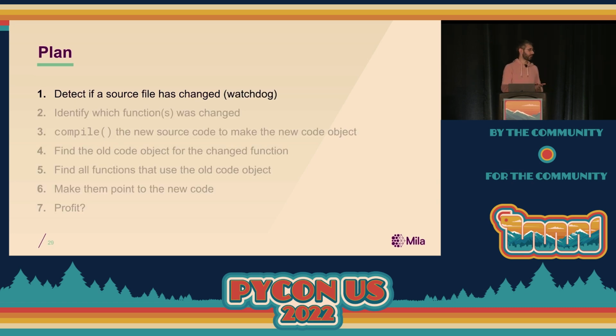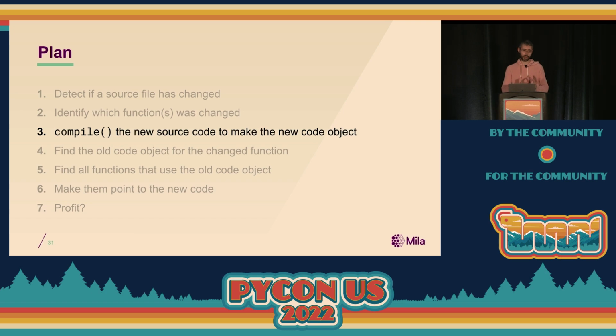First, we need to detect if a source file has changed. There are already libraries that do that very well, for example Watchdog, which is what I have used. So we can simply watch for changes in the background, and when there is a change, we can asynchronously make the patch. Then we need to identify which function or functions were changed. This involves doing a structural diff between the old source code and the new, and stripping away the unchanged parts. I don't think I have time to go into deep detail about that one, so I will leave it at that. There are a few ways you could do this, some better than others.